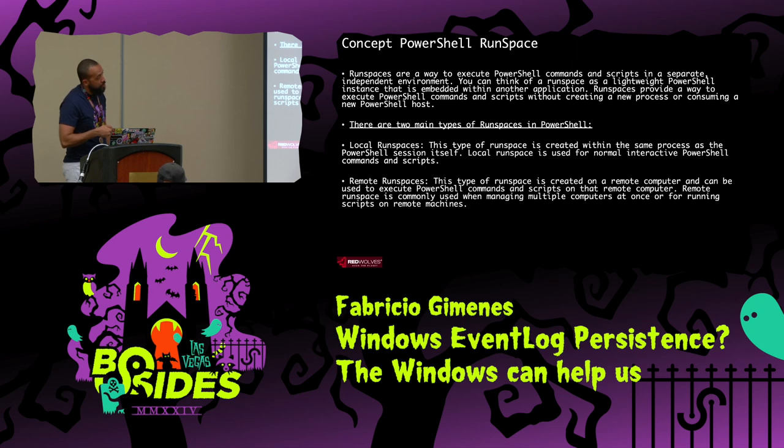There are two different types of runspace. The first type is local runspace. This is our case, okay? Because during my engagement, I use the physical machine. The other type is remote runspace. This is not important for this case because I use just a local runspace to bypass something.